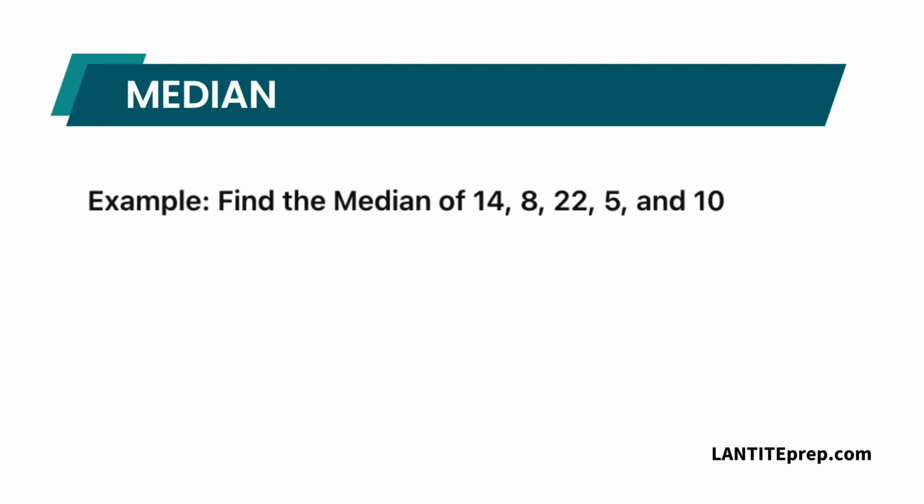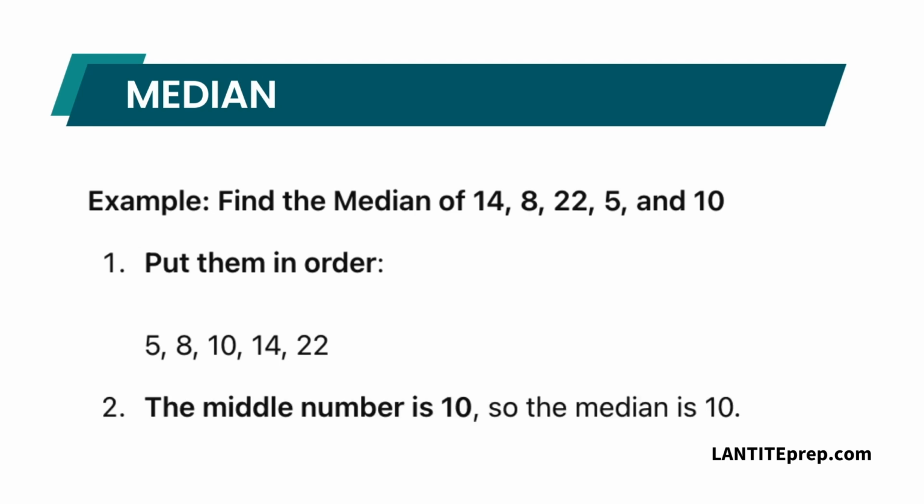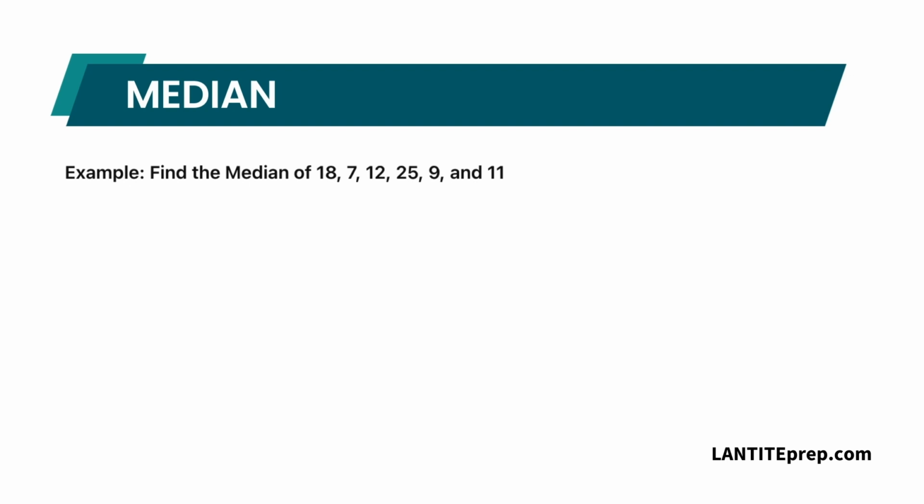Great. So the thing that's easy to forget when finding the median is that we first must put all the numbers in ascending order. Notice here how we have reordered them from smallest to largest. Then we simply pick out the number that is directly in the middle, which is 10. That's pretty simple. But what do we do if there is no one middle number?